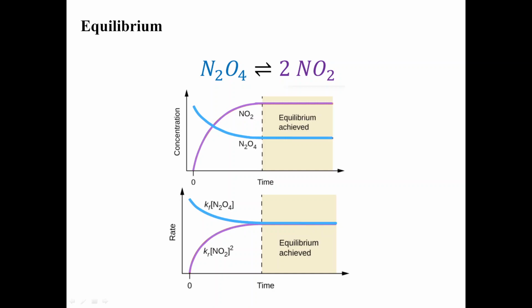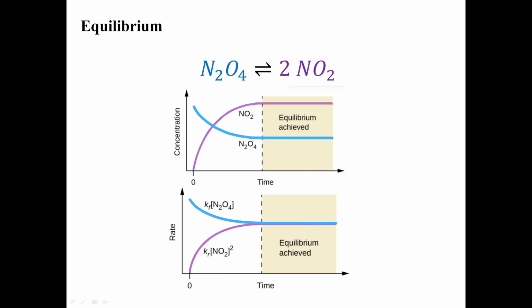And at that point, they're going to be producing at the same rate, and then our concentrations are going to flatten out and remain constant. So that's how this equilibrium thing is going to work. Our concentrations are going to remain constant once we reach equilibrium.